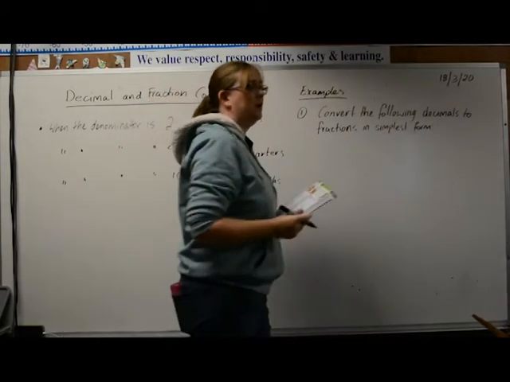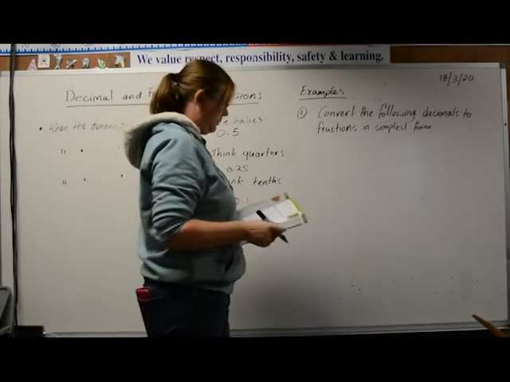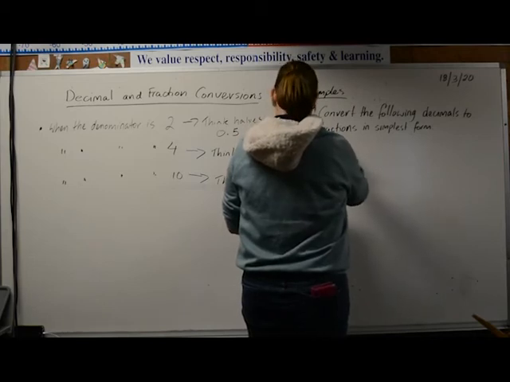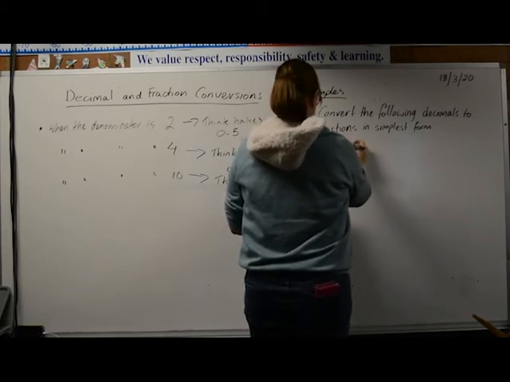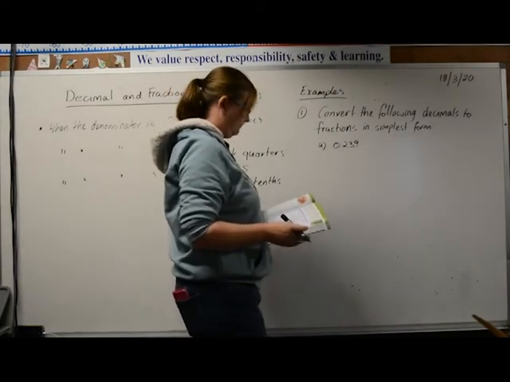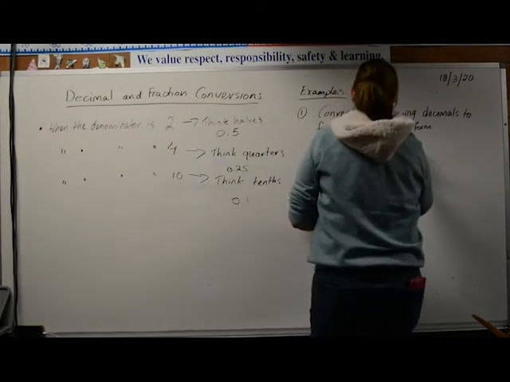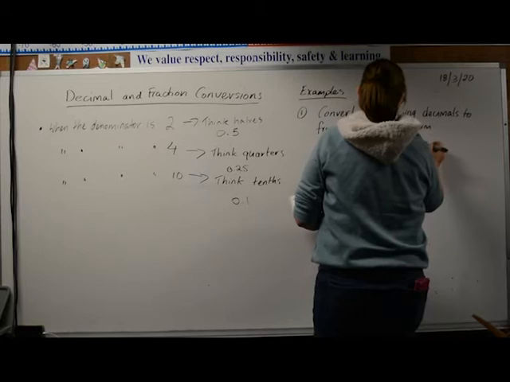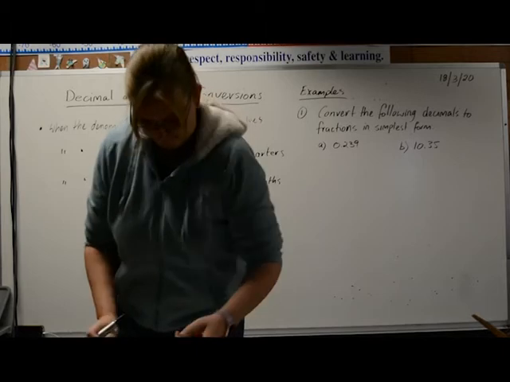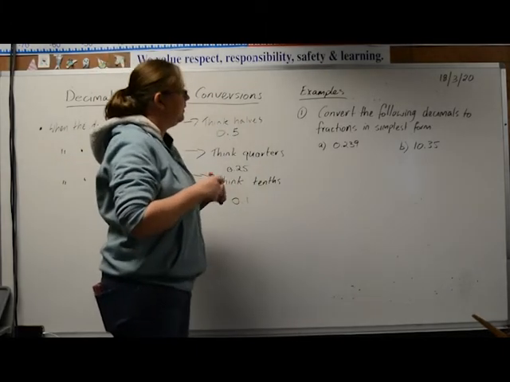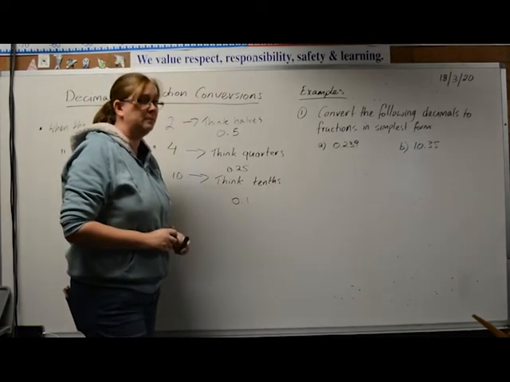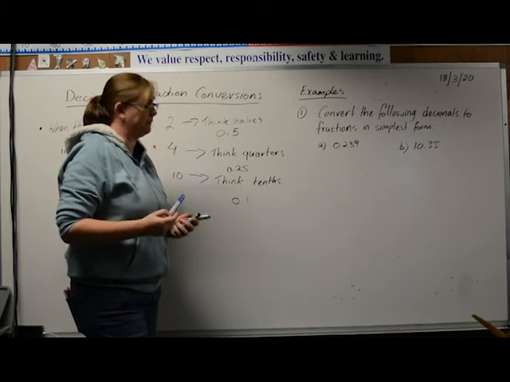Example 1. We're going to convert a whole bunch of decimals, and then we're going to convert back the other way. So let's do the 2 for now. We have 0.239 and 10.35, and we want to go into simplest form. Let's look at the first one.